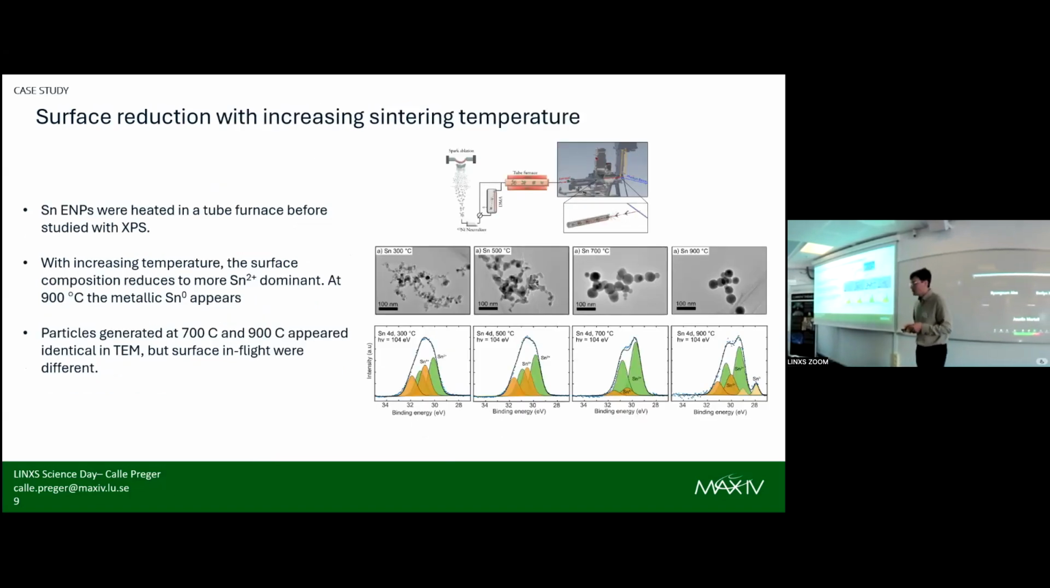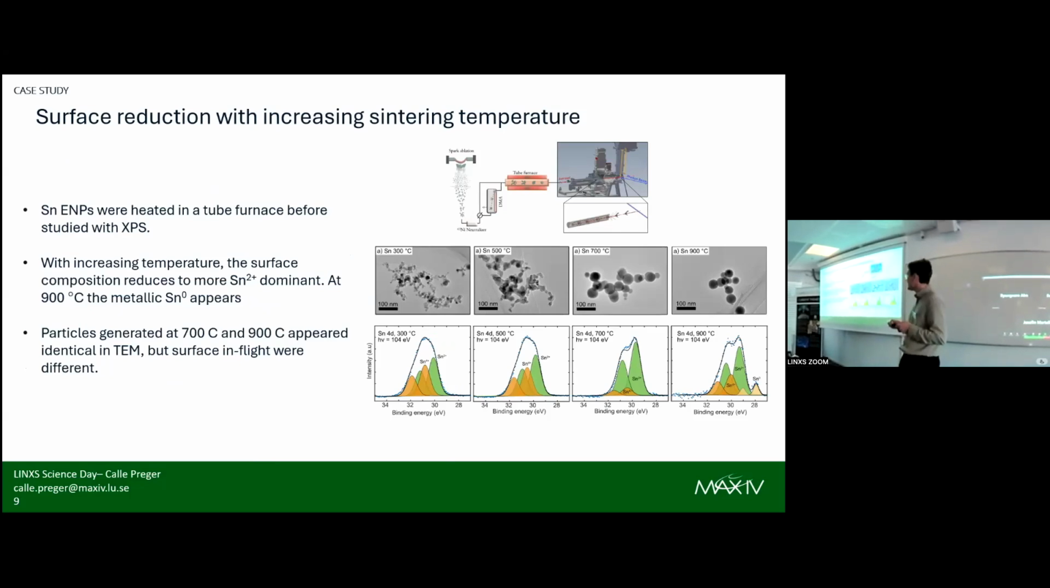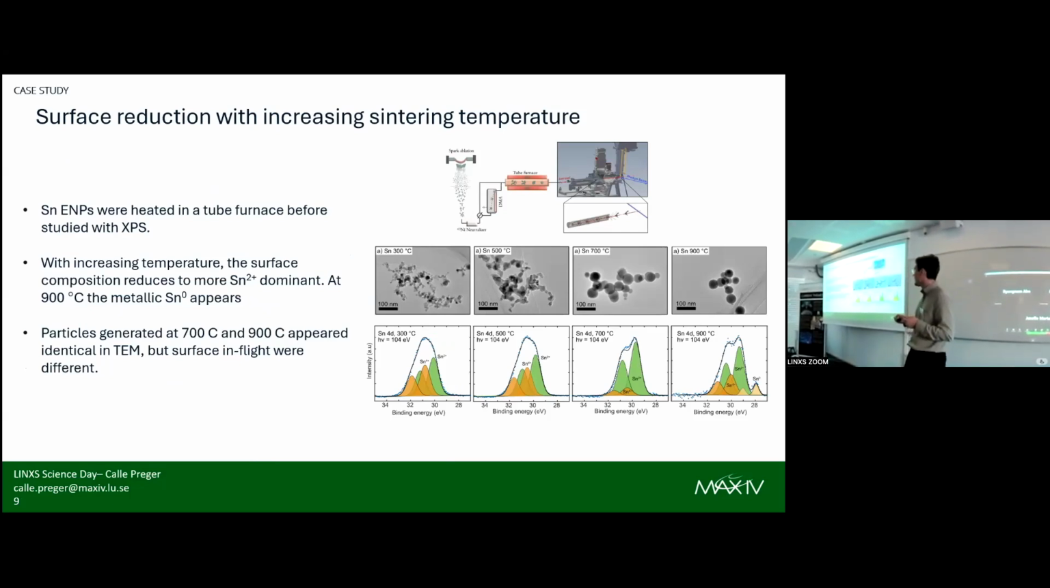Then what we did next was to look at the high hydrogen content and then heat the particles in a tube furnace before reaching the sample delivery system. So you have the generation of particles, and then you have a tube furnace. And when you're heating the particles, these agglomerates of small primary particles will start to sinter at the same time and form more of a spherical shape. So these are about 60, 70 nanometers in size.